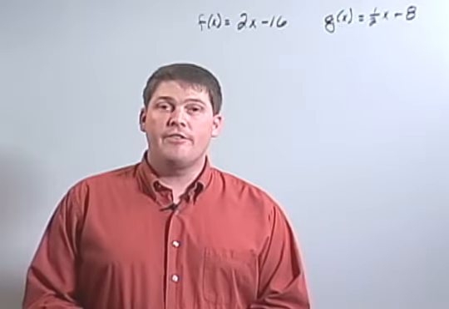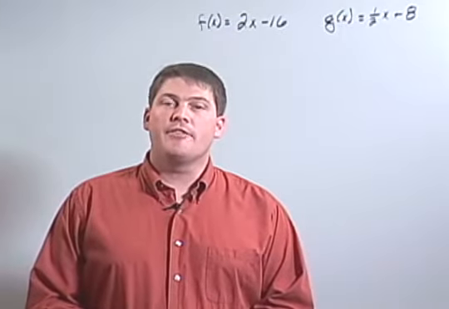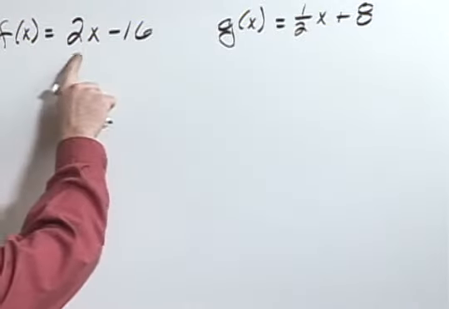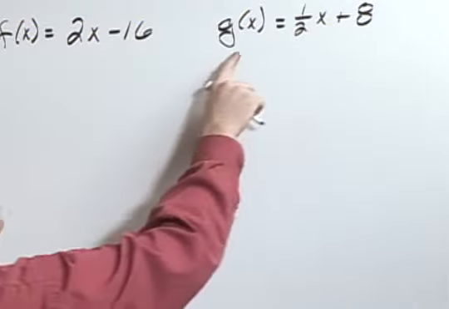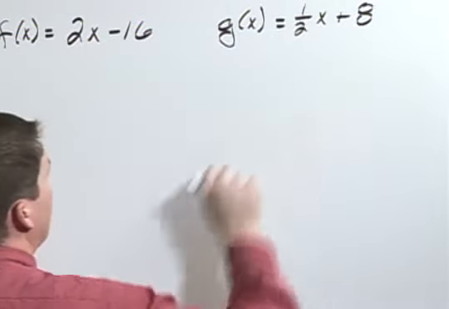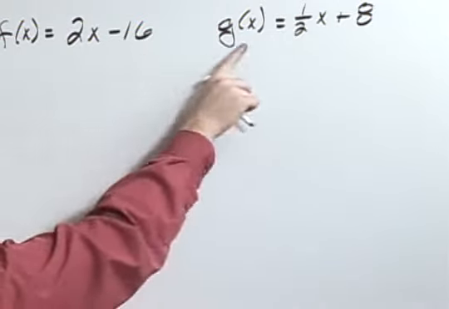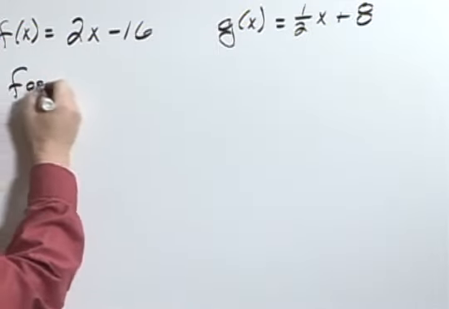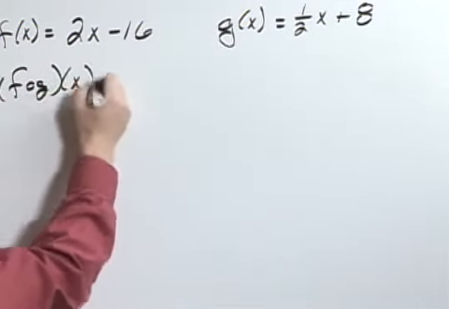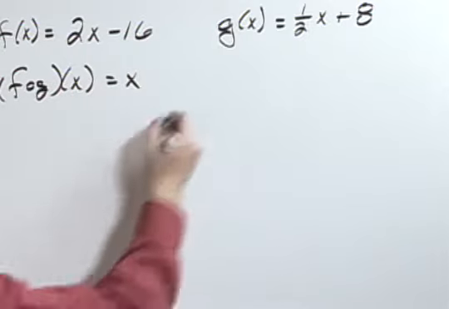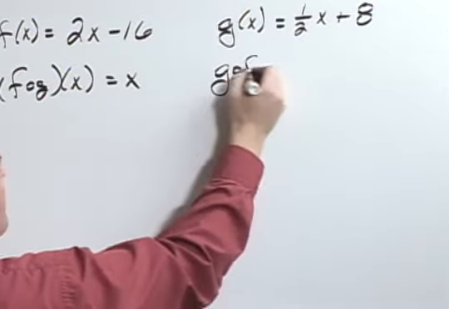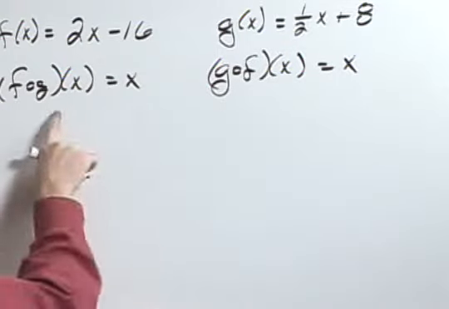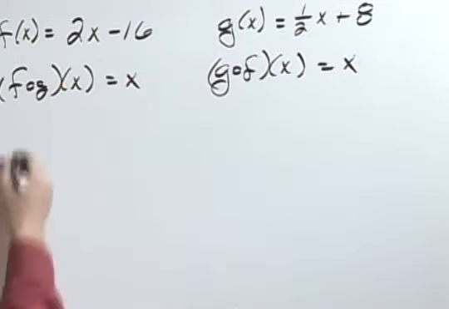Given the functions f(x) and g(x), determine if they are inverses of each other. f(x) equals 2x minus 16, and g(x) equals 1/2 x plus 8. If f(x) and g(x) are inverses of each other, then f(g(x)) should equal x, as well as g(f(x)) should equal x. So let's check both of these.